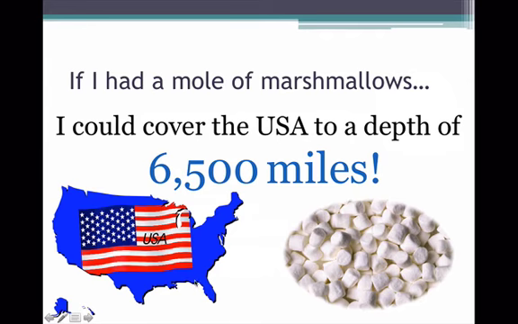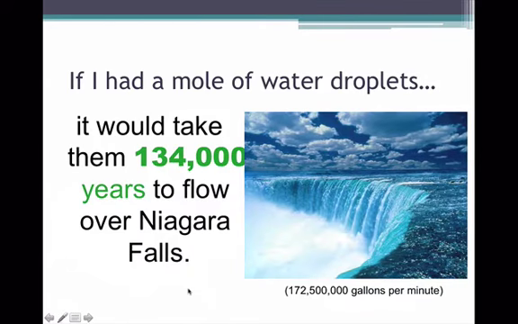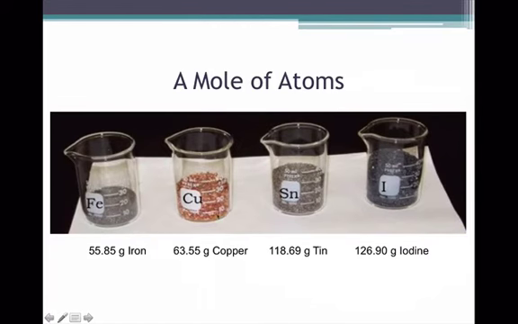If I had a mole of marshmallows, I could cover the U.S. to a depth of 6,500 miles. If I had a mole of water droplets, it would take them 134,000 years to flow over Niagara Falls. And Niagara Falls, that's how many gallons per minute of water flow over it. So you're getting the idea here that when we talk about moles of things, these are really large amounts. But if you look in this picture, what we have are moles of atoms.